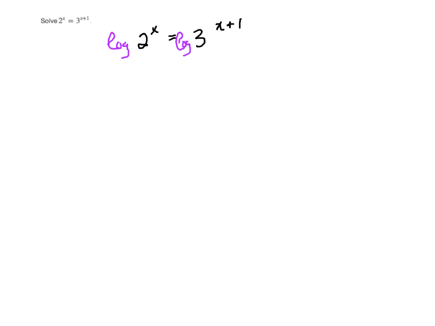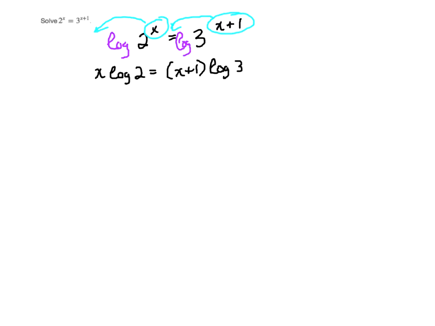I could also take the ln of both sides. It doesn't matter. And once those are in logarithmic form, those exponents can come out front as coefficients. So this is x log 2 equals x plus 1 times the log of 3. So again, you'll want to distribute that log 3. So x log 2 equals x log 3 plus log 3.